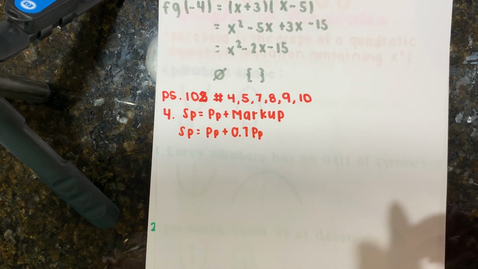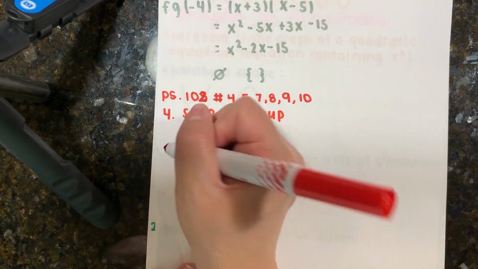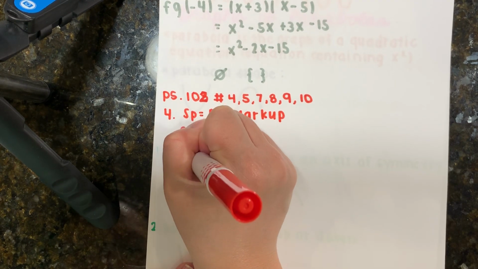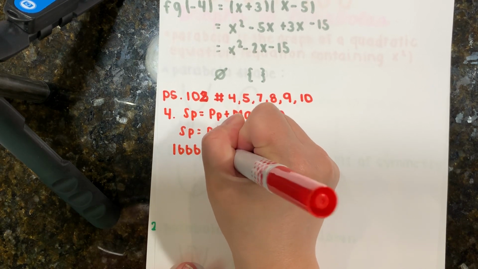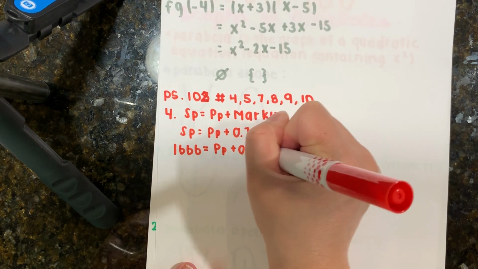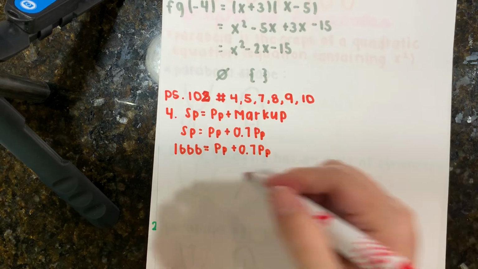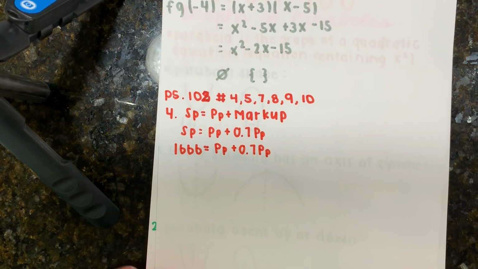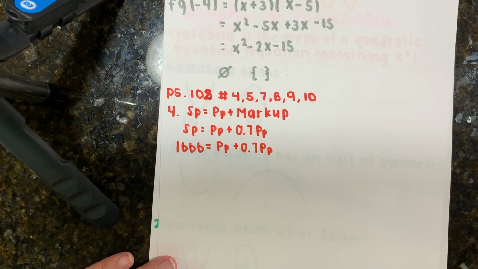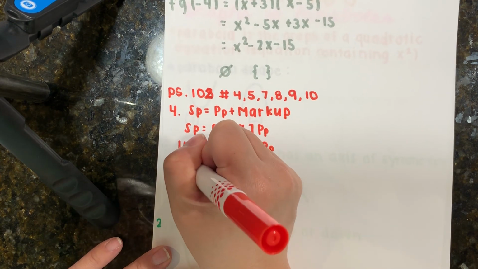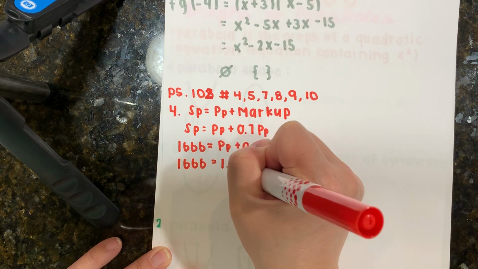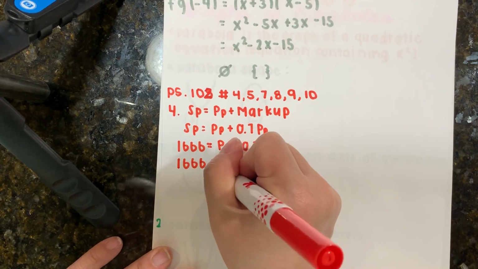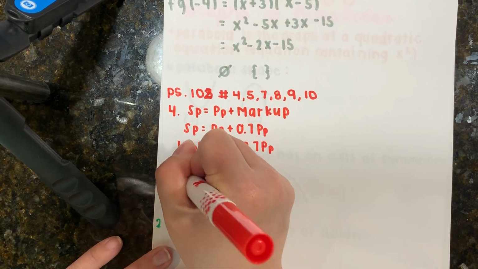Now they give us the selling price, which is 16.66, equals PP plus 0.7 PP. So if I add those together on the right-hand side, when I add 1 PP plus 0.7 PP, I would have 16.66 equals 1.7 PP. I would divide both sides by 1.7.